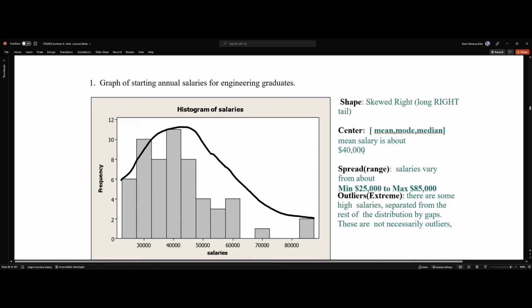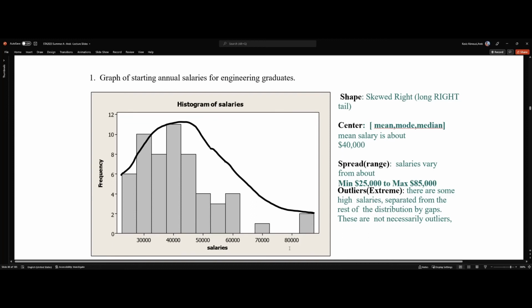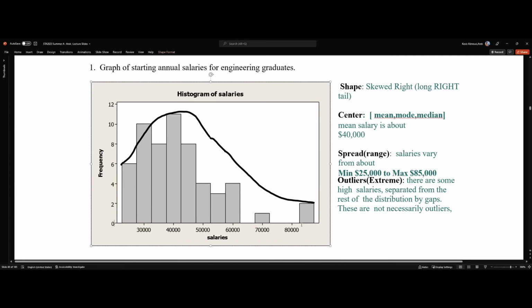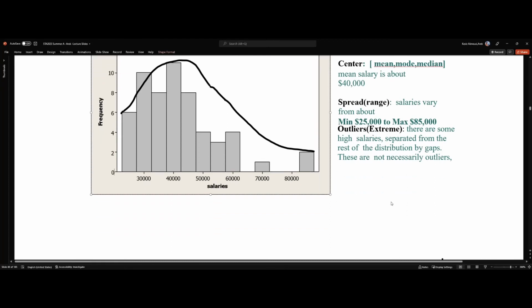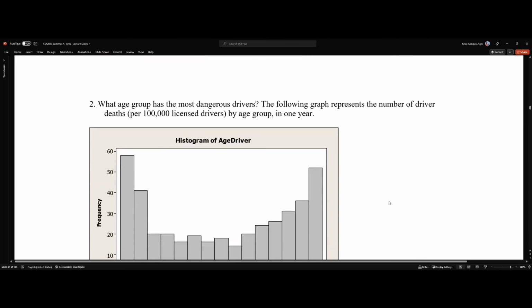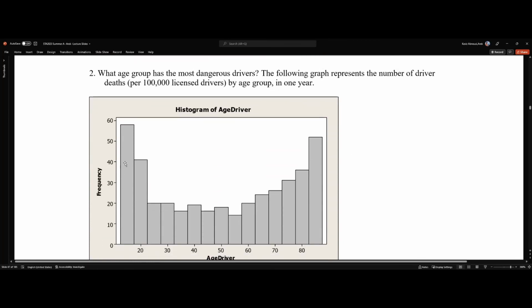The mean, the average, and the spread is what we said, starting from here, 55,000 up to 85,000. This is the range, this distance, and this might be an outlier because it's far from the other bins, the 85,000, but it's not necessarily an outlier. So let's see the next example.